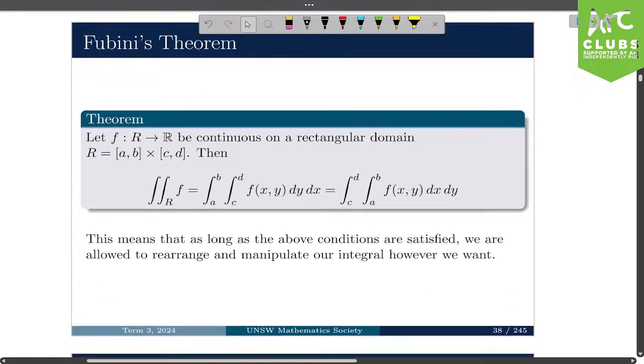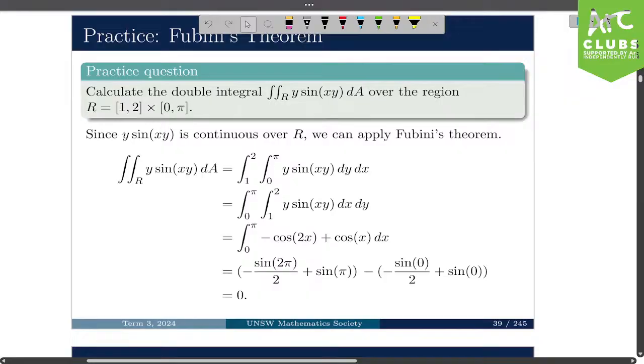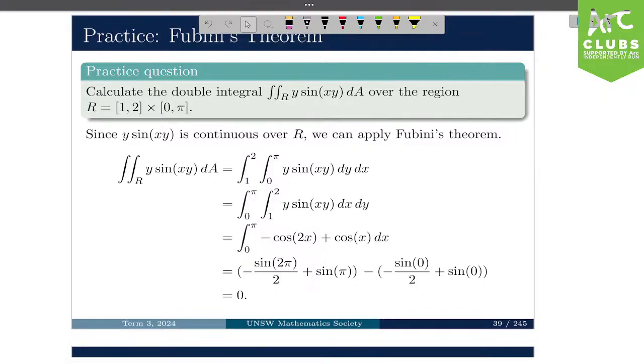Okay, now for double and triple integrals. So let's go through Fubini's theorem first. Suppose that f maps R into R, and let f be a continuous function on a regular domain between a, b and c, d. Then basically if these conditions are satisfied such that f is continuous, then we can actually just rearrange the order of integration. So let's practice over here. Calculate the double integral of y sin(xy) with respect to dA over the region R equals [1, 2] by [0, pi].